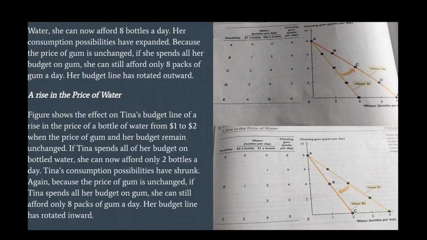Tina's consumption possibilities have shrunk. Because the price of gum is unchanged, if Tina spends all her budget on gum, she can still afford only 8 packs of gum a day. Her budget line has rotated inward.